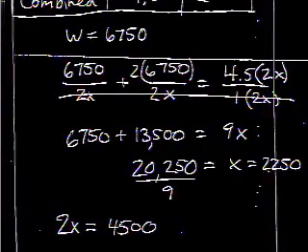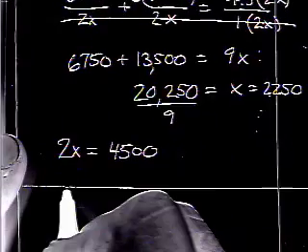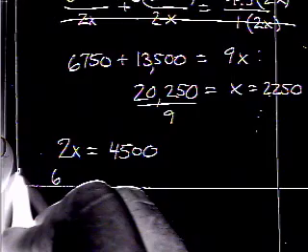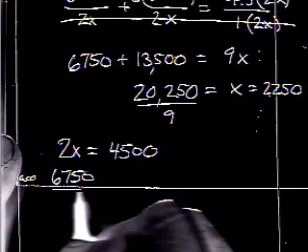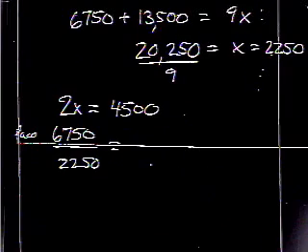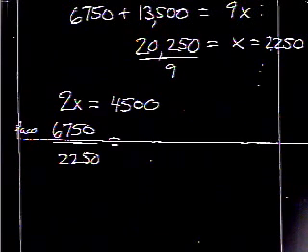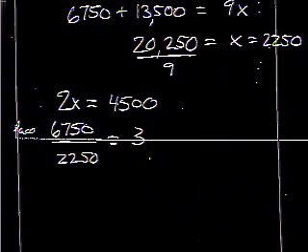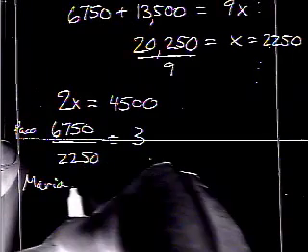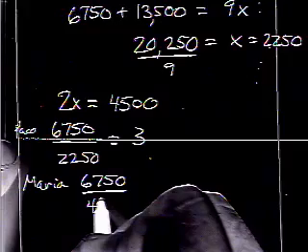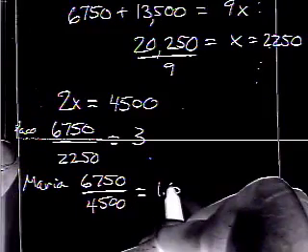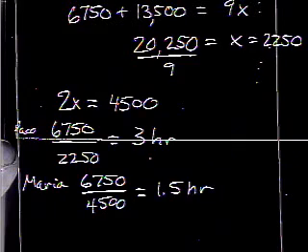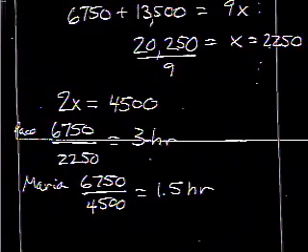Now it says, how long would it take each of them working alone? Okay, well, for Paco, 6750 divided by 2250, that's as if he's working it all by himself. It would take him 3 hours. And obviously for Maria, 6750 divided by her rate of 4,500 envelopes an hour makes 1.5 hours. So those are the times for the two individuals.